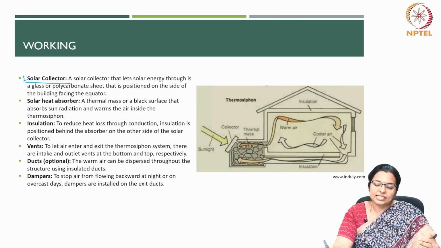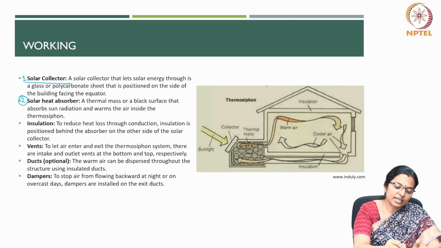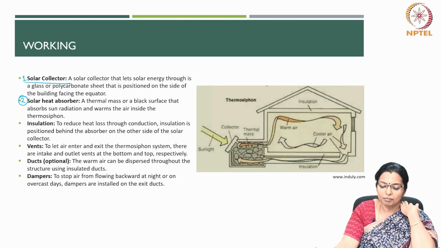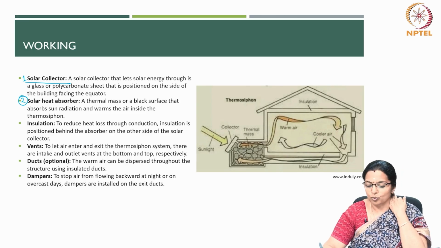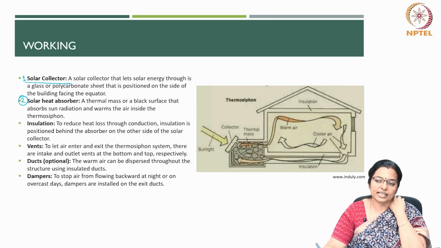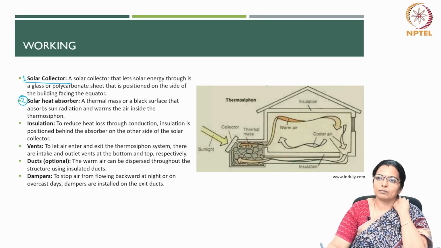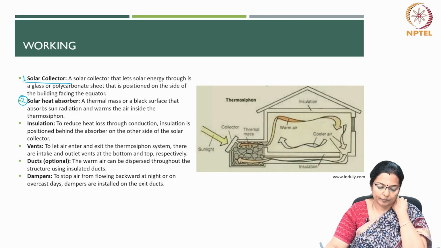This heat is then absorbed by the absorber. So, we need a solar heat absorber, which is a thermal mass or a black surface that absorbs solar radiation and warms the air inside the thermosiphon. The insulation placed at the back of the absorber prevents heat loss through conduction.